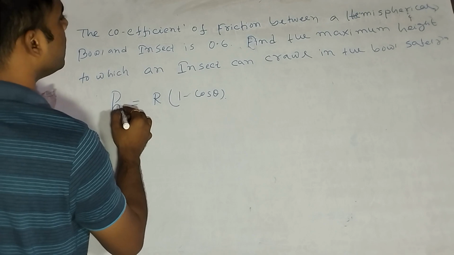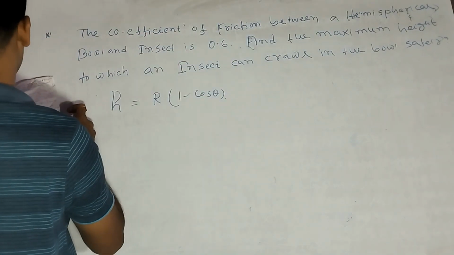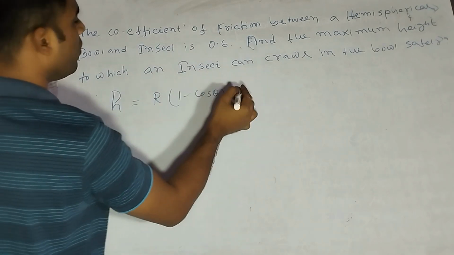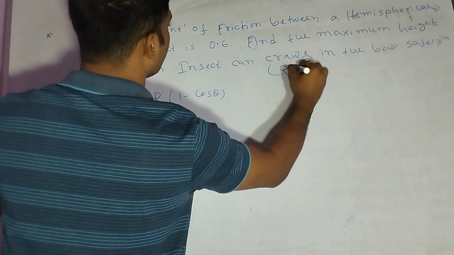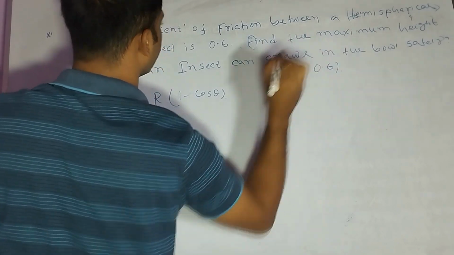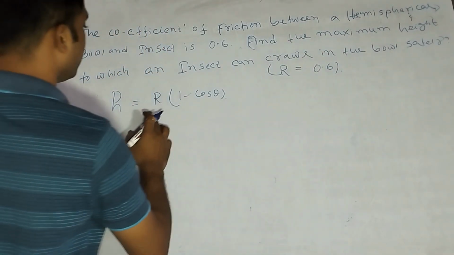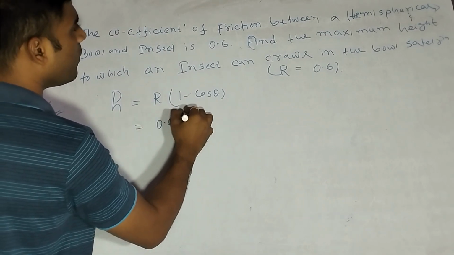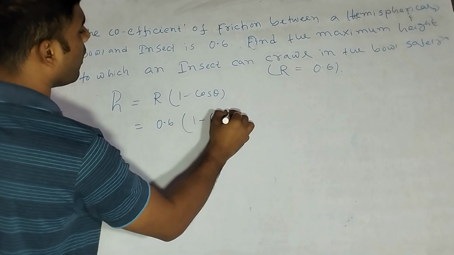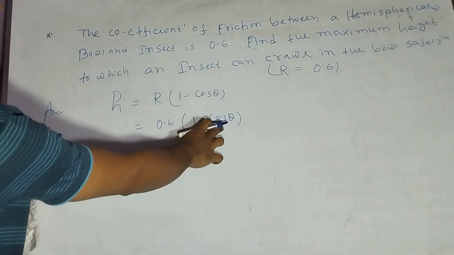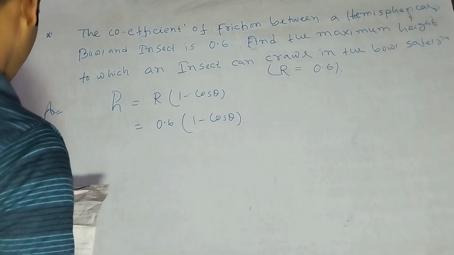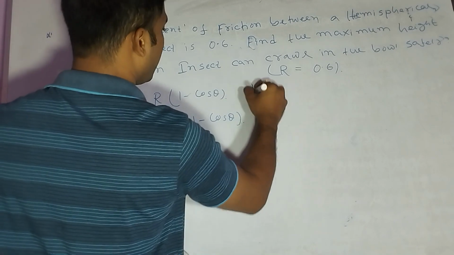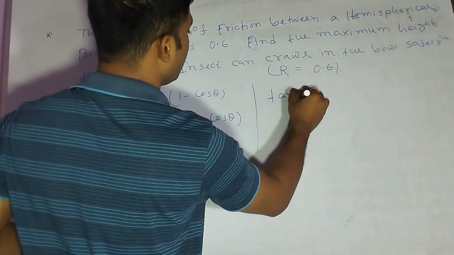Another problem: the coefficient of friction between a hemispherical bowl and the insect is given, and the radius of the bowl is also given. That is also 0.6. Then for the safe height, we know the equation is H equals 0.6 times (1 minus cos theta). The unknown data is cos theta. How do I find the value of cos theta? We know another equation for the hemispherical bowl: tan theta is equal to mu s.